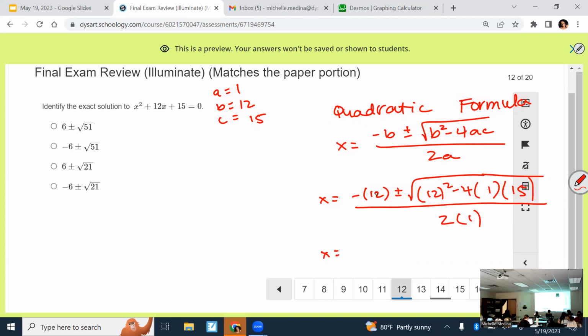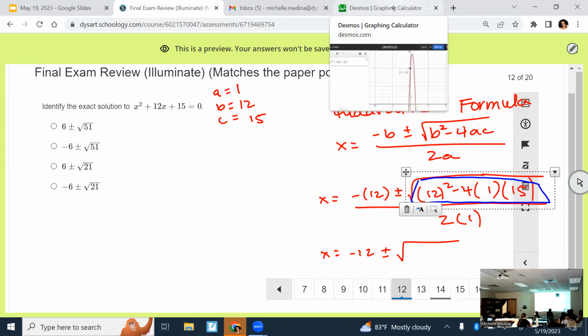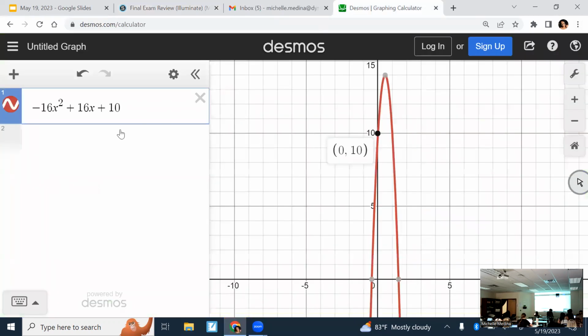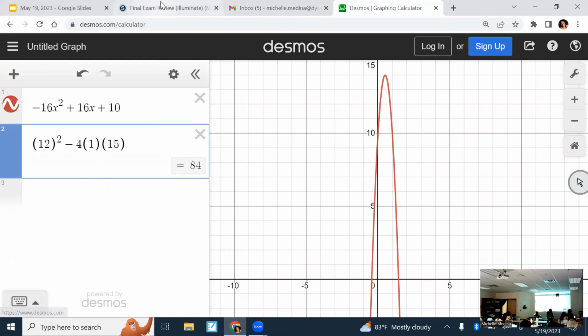So I have a negative 12, there's no double negative there, so it's just negative 12 plus or minus this, which would need to go in the calculator, this part. I'll use the one that's in here, if it lets me click on it. But I would type that whole thing under the square root symbol all at once. So 12 squared minus 4 times 1 times 15. Okay, so 84 is under that square root symbol.